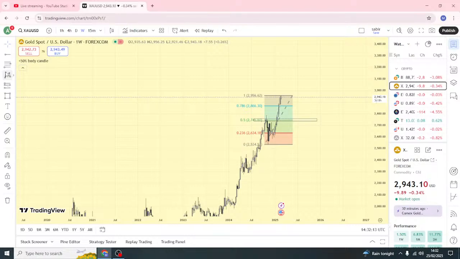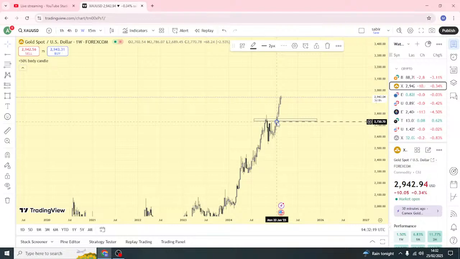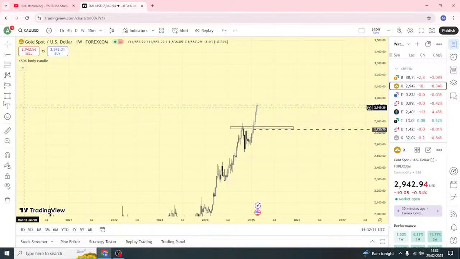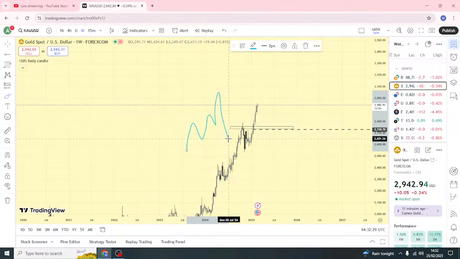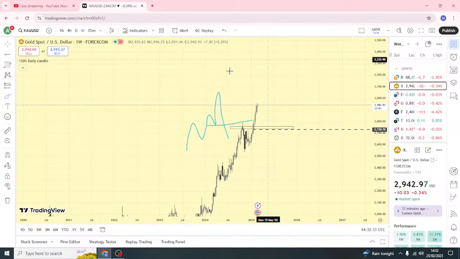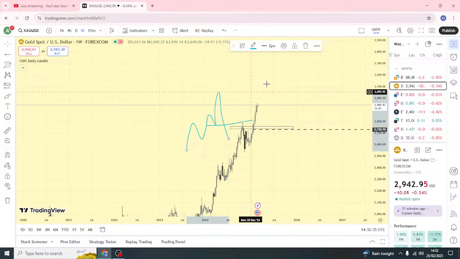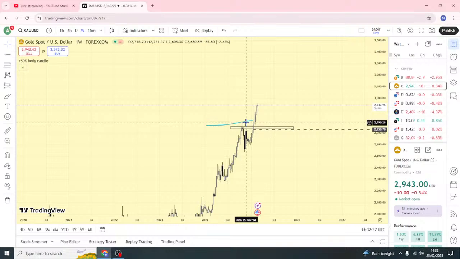Also on this discount level we have a liquidity pool right here, you can see, and I can explain it for you guys. It is like this: push up, push down, push up, push down, and then push up. So I want to take this low and then look for another long position. This is my current analysis on gold.